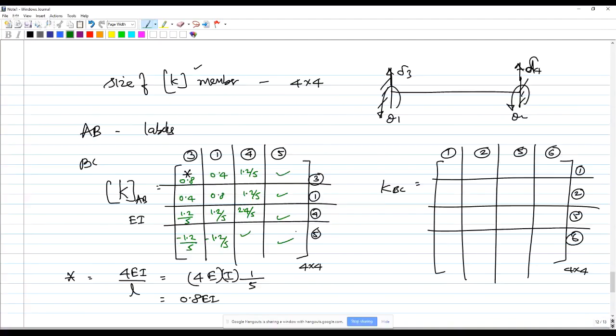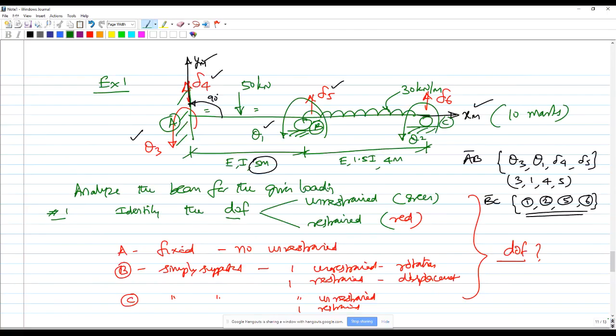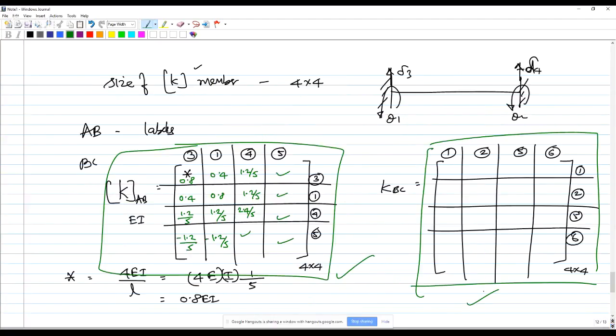So this matrix is easy to remember, because this is going to be 4EI by L and so on. Similarly, I can fill up this matrix also if I know the length of the member BC, which in this case is 4 meters. Is there any doubt for anybody in identifying and preparing these two matrices KAB and KBC?